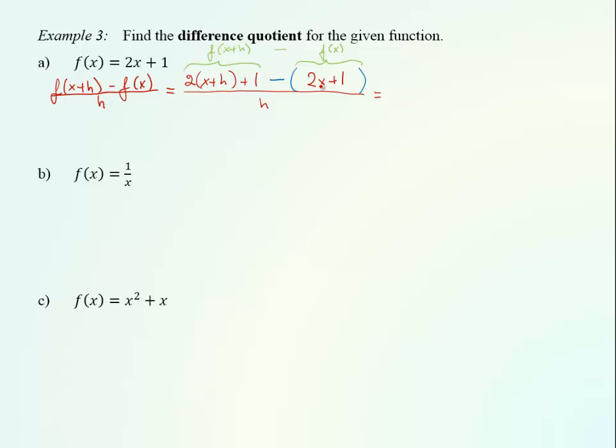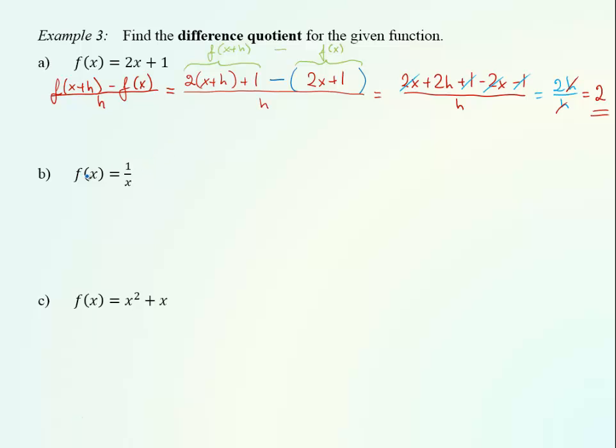Now let's simplify this difference quotient by opening all the brackets, so it's 2x plus 2h plus 1 minus 2x minus 1 over h. The 2x's are gone and the 1's are gone, and then when you end up with 2h over h, the h can also be reduced and we end up with a simple 2. So the answer for this difference quotient is 2.